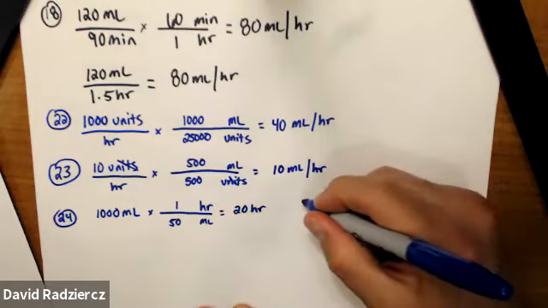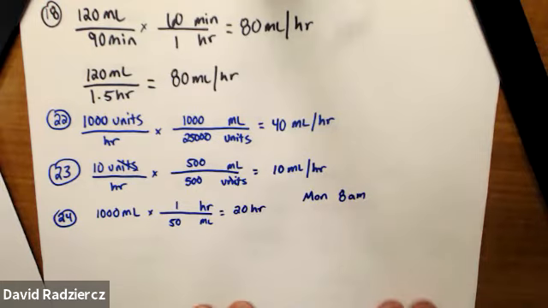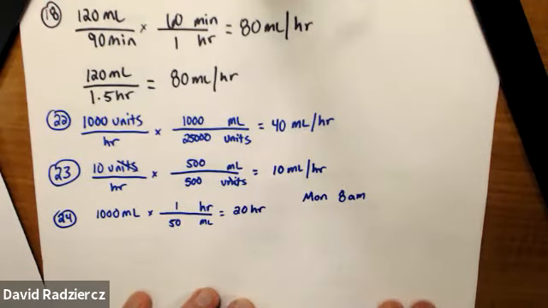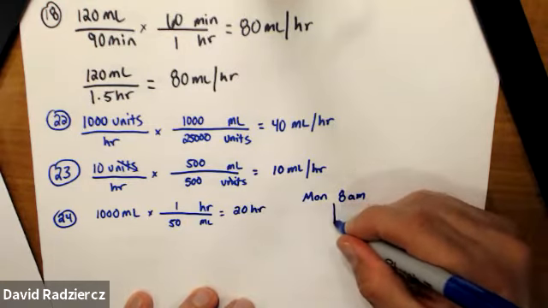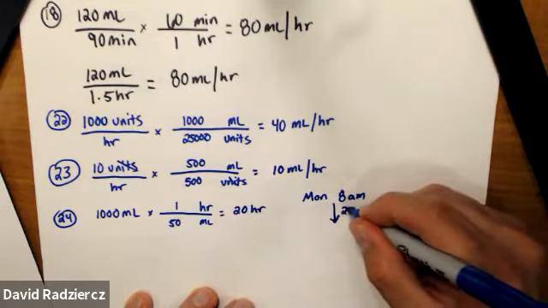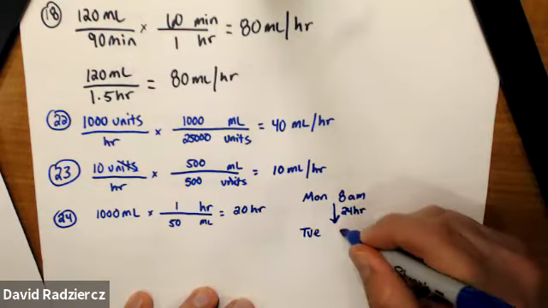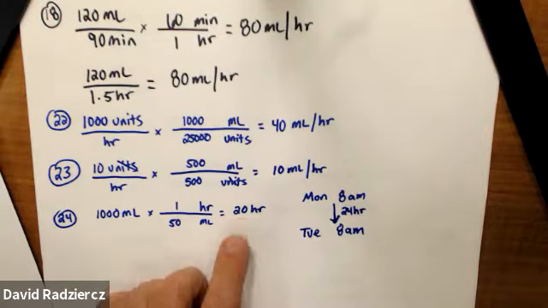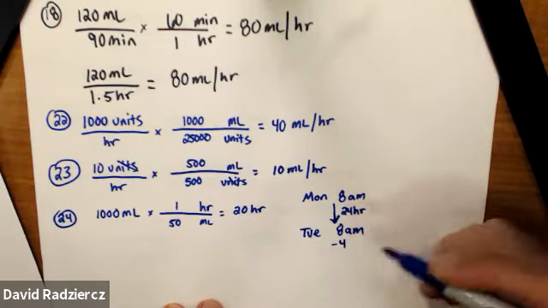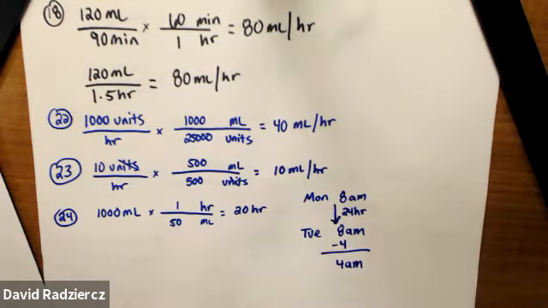So if we started Monday, 8 a.m., and I want to know what time it will be 20 hours from then, the way that I illustrate this is we know what time it'll be in 24 hours, right? It'll be Tuesday, 8 a.m. But I don't want to know 24 hours, I want to know 20 hours. So minus 4 hours will give me Tuesday, 4 a.m.